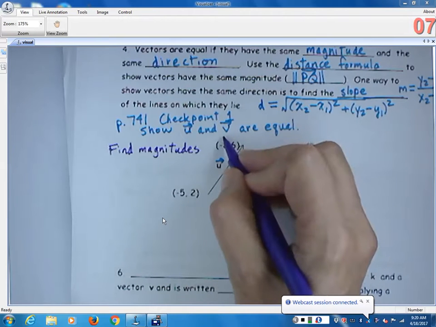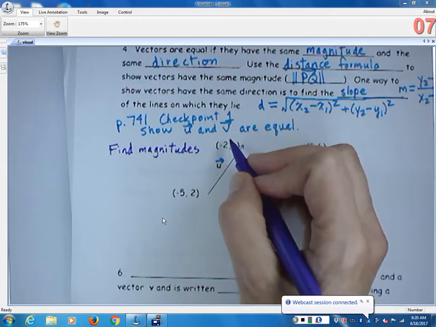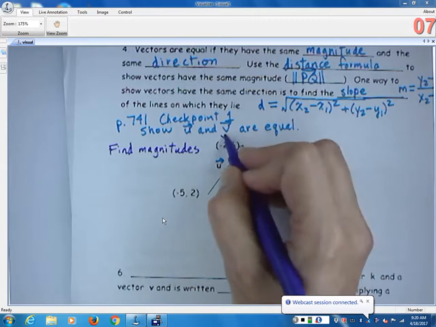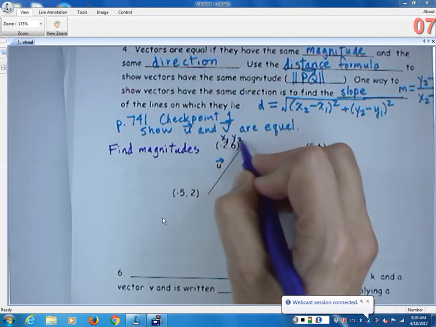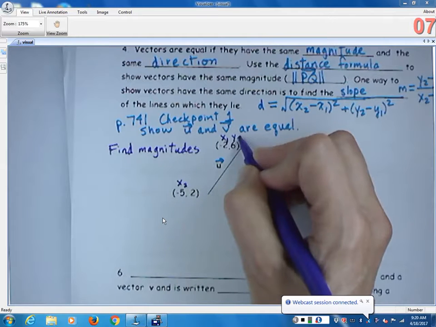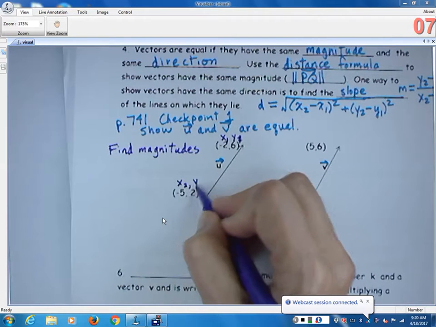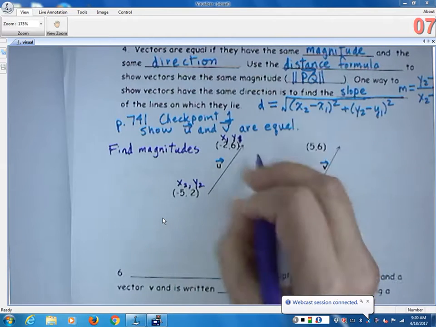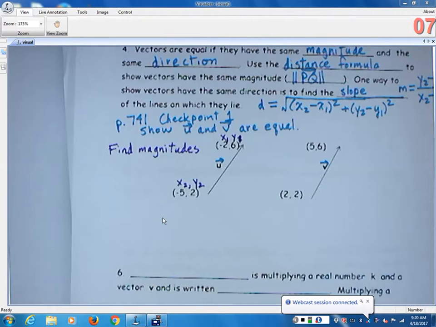I used these as point 1 and these as point 2, but it doesn't matter. When you square them, you're going to get positive numbers.